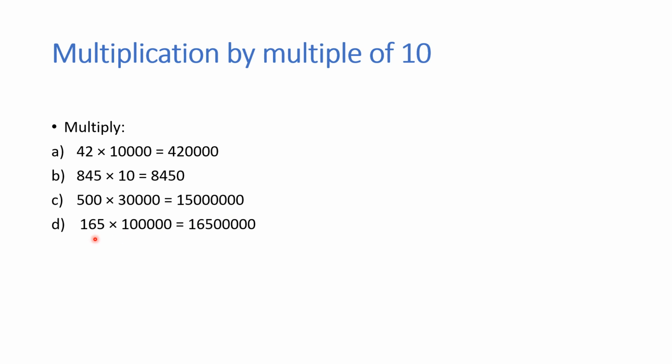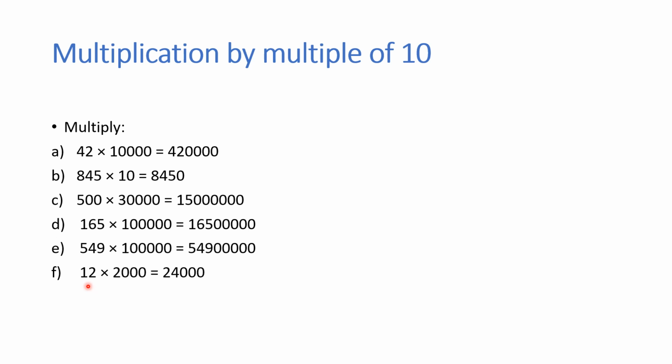Then 165 multiplied by 1 lakh. Very simple. 165 ones are 165 and we will put 5 zeros here. So it is our product. Then in a similar way 549 multiplied by 1 lakh. 549 ones are 549 and we will put 5 zeros here. So it is the product of this multiplication.